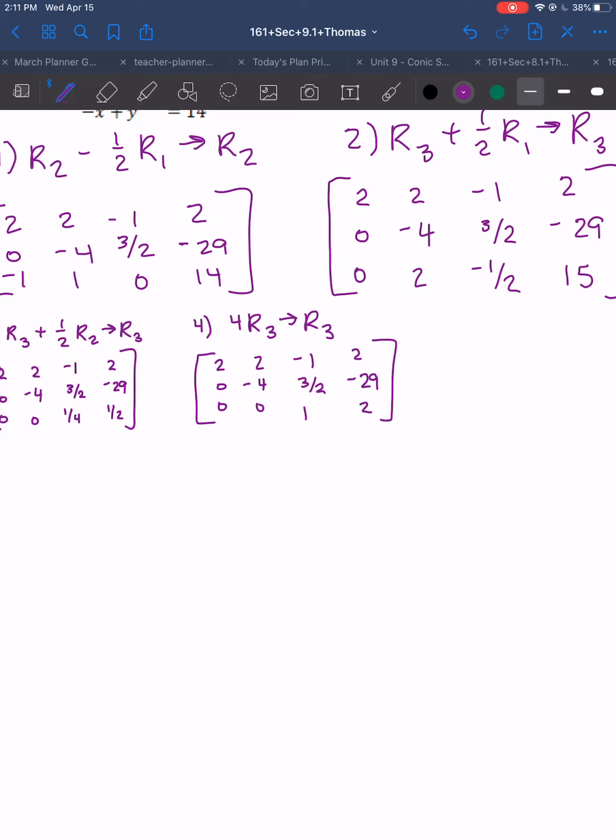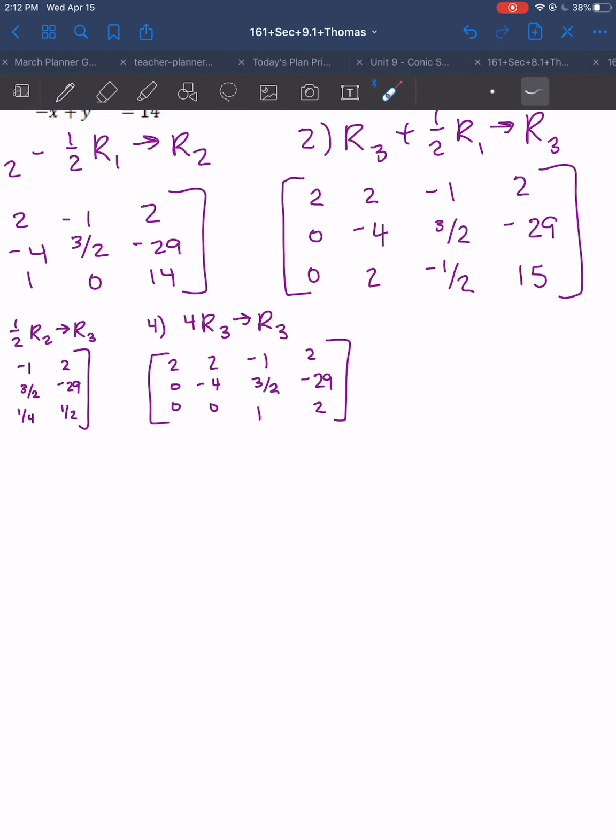You could stop right here and use back substitution. However, just for practice for you guys, I'm going to continue with this row reduction to get it in reduced row echelon form once again. But you could stop right here at this point and use back substitution for z equals 2. That's up to you though.